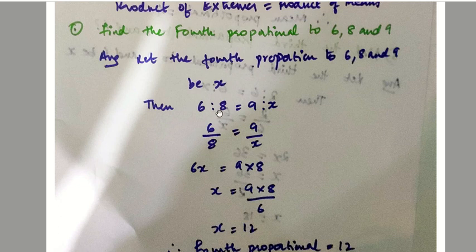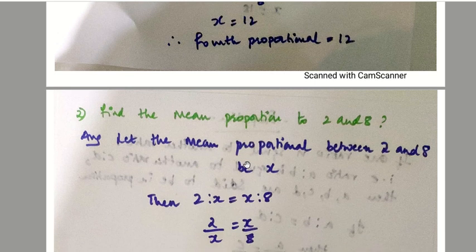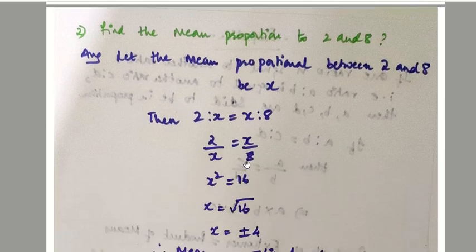Therefore 6 is to 8 is equal to 9 is to x. So 6 by 8 is equal to 9 by x. When you cross multiply, 6x is equal to 9 into 8. Therefore x is equal to 9 into 8 divided by 6. x is equal to 12. Therefore your fourth proportional is 12.